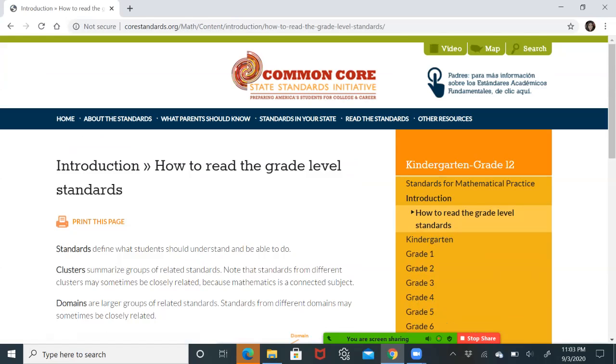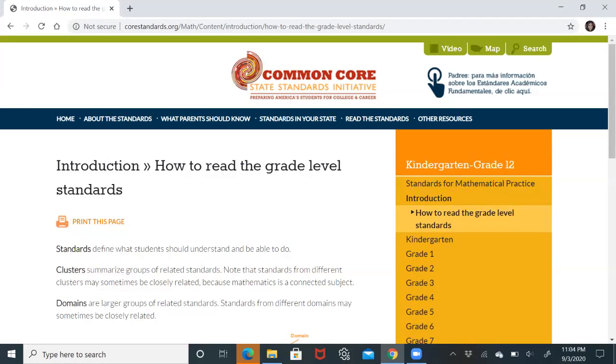All right, then you have the standard level. Standards are the specifics. They define what students should understand and be able to do. So in my mind, read those if you want extra credit. Feel free to read all of them in your child's grade level. But as I already mentioned, I don't really think that's necessary unless you are full on homeschooling your child. But instead, I would just keep them as a reference.